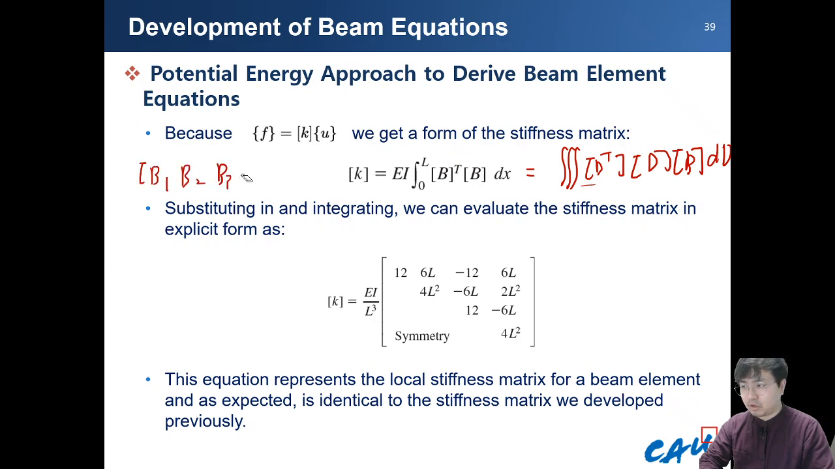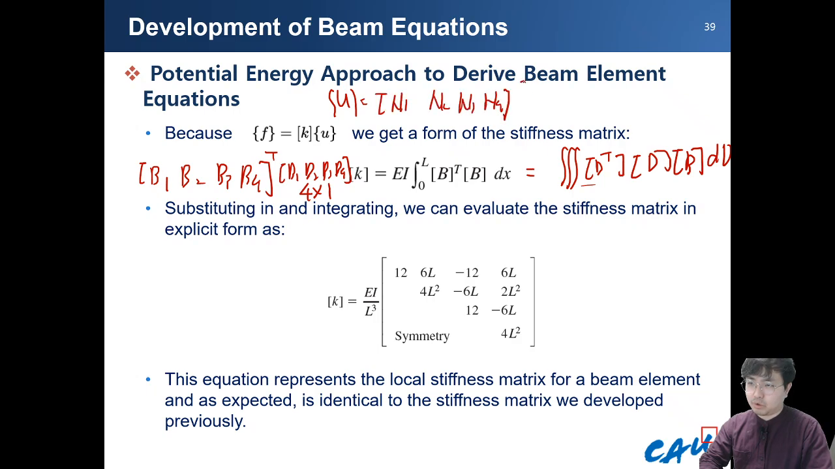B1, B2, B3, B4, transpose, and then B1, B2, B3, B4, which are 4 by 1 matrices. It is because normally u is N1, N2, N3, N4, and v1, phi1, v2, phi2. This is the shape function and the nodal values here, so the B matrix is the derivative of the shape function and looks like this: 1 by 4, and 4 by 1.